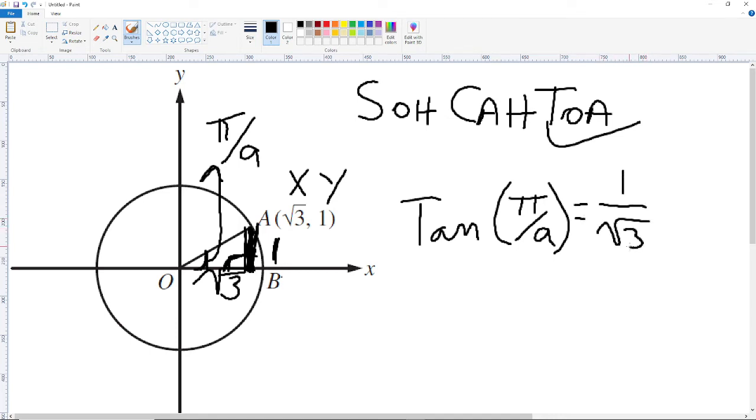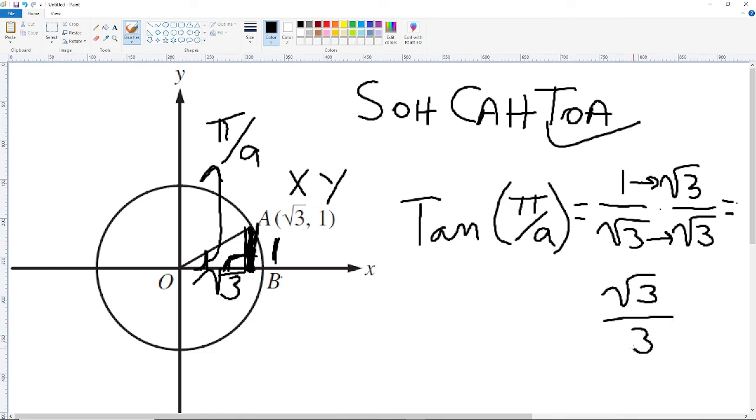Well, they're not going to have the answer like that, or they're not going to even have it on the unit circle. We're going to look that up in a second. So you have to rationalize the denominator. When there's a square root in the denominator, multiply by the square root over itself to get rid of the square root. We multiply top times top and bottom times bottom. Square root of 3 times square root of 3 is 3. So tangent of pi over A equals square root of 3 over 3.